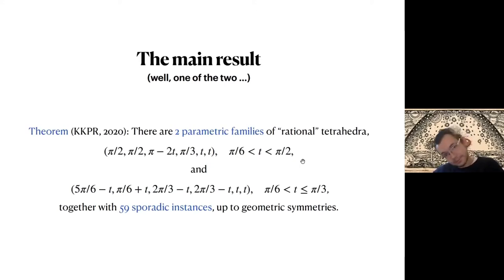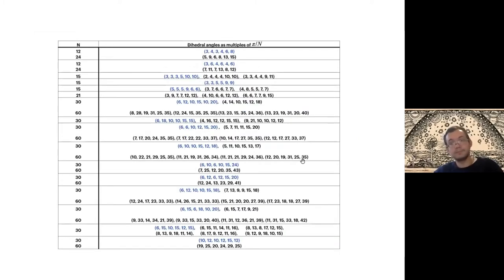So our main result, in fact two main results, are the following. The first one is exactly about rational tetrahedra. So there are two parametric families, two infinite families, parametrized by t, where t is supposed to be a rational multiple of pi. And apart from these two parametric families, we have also 59 sporadic instances that come about on their own. They do not belong to either of those families. And here you can see the list of sporadic instances. It's a long list, 59 entries.